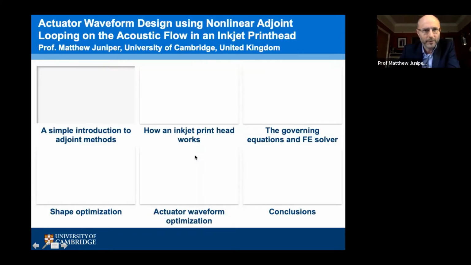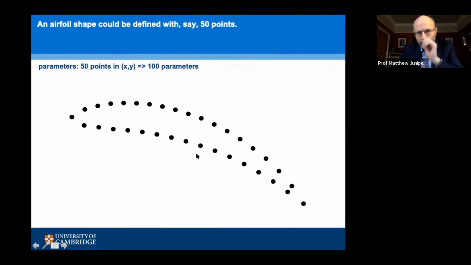So then we'll start with this very simple philosophical introduction to adjoint methods. Let's imagine you had an airfoil like this, and you could define its shape in 2D by these points, and these points have an X position and a Y position. So if you had 50 points, you'd have 100 parameters that define the shape of the airfoil.